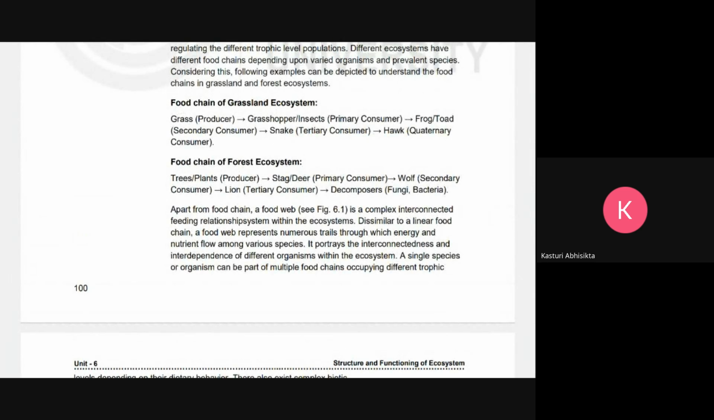So here is an example of a food chain of a grassland ecosystem. Then here you have a food chain of a forest ecosystem, where trees and plants are eaten by deer. Then deer are eaten by wolves, so wolves are the secondary consumers. Then tertiary consumers, like a lion, eat wolves. And lastly, the decomposers do their activity at the end, when, let's say, the lion dies, and after that they break down the organic matter.